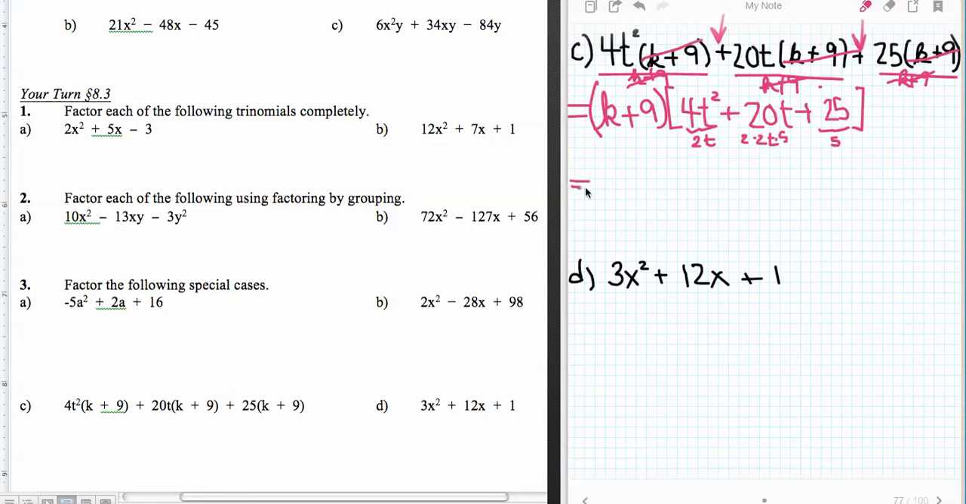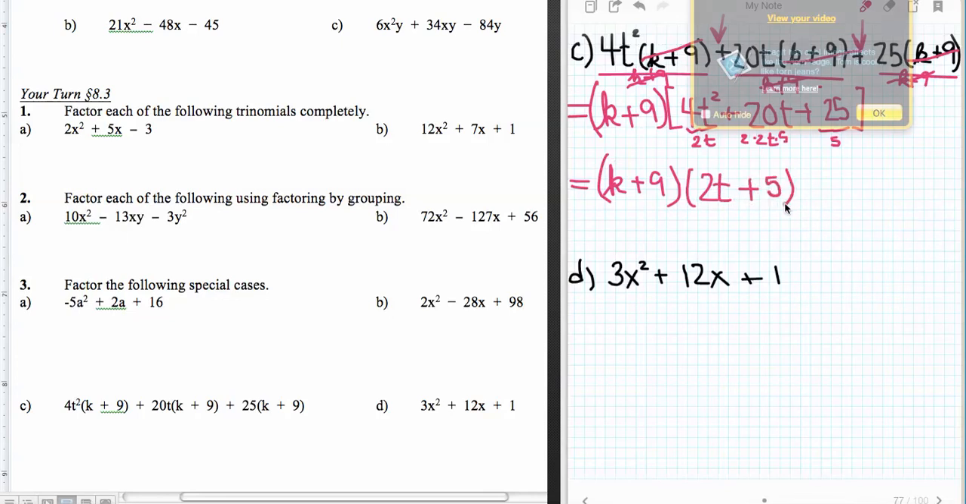So this is going to factor as k plus 9, and then times the root of the first term, 2t, plus, because the middle sign is plus, the root of the last term, 5, and then quantity squared. And that will be my final answer.